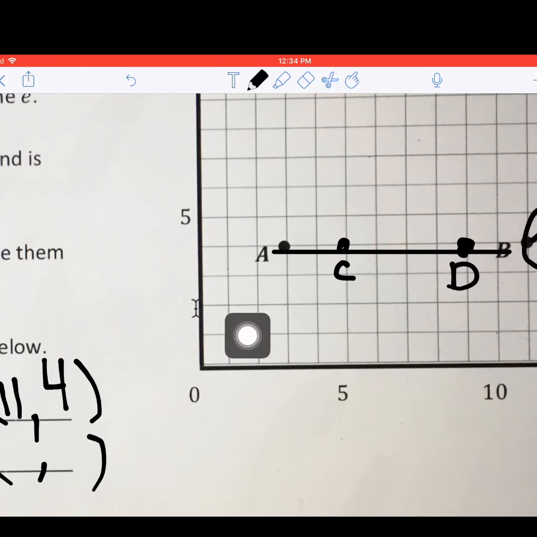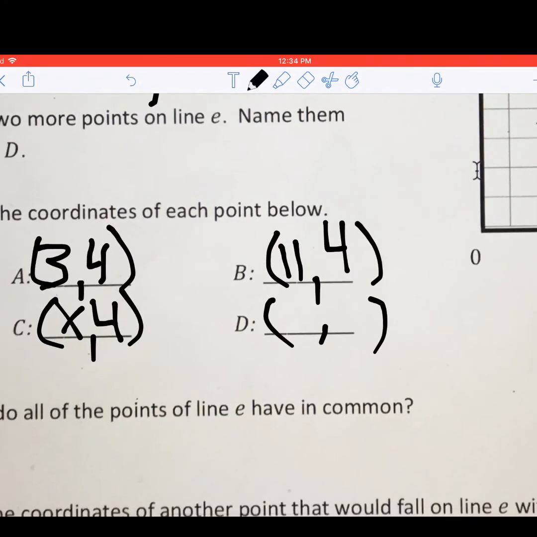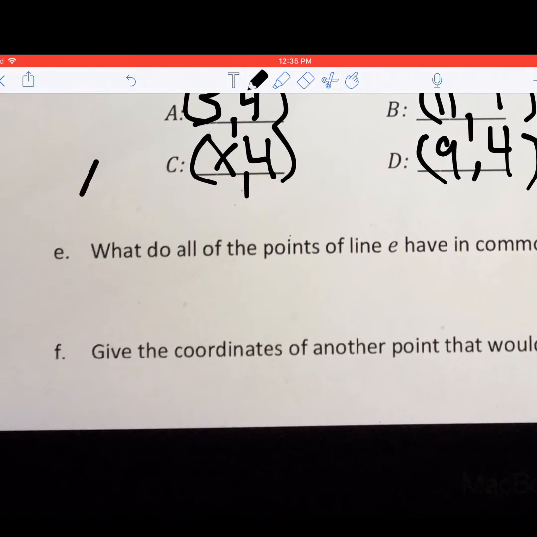My D is once again 4 spaces up, and this one was 1 away from the 10, so it was 9. Question E says, what do all of the points of line E have in common?